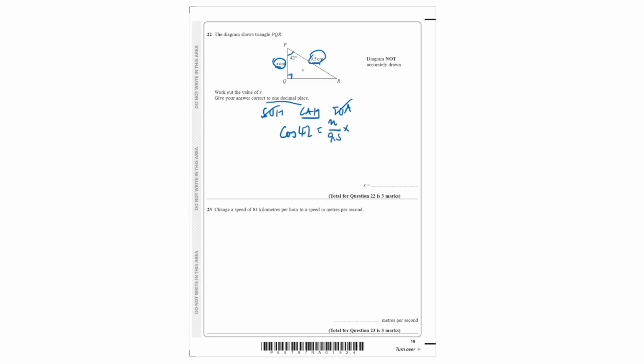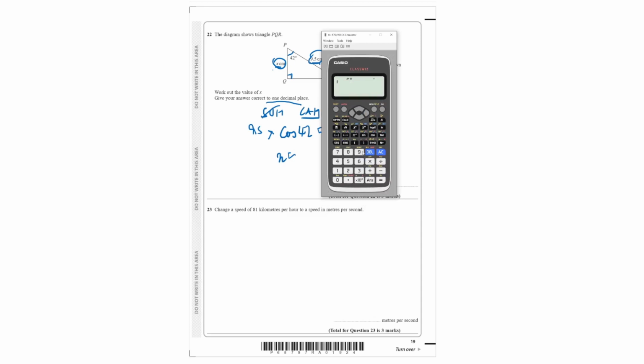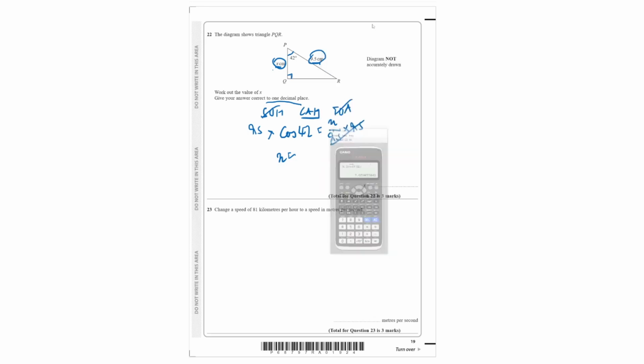We can rearrange this by multiplying by 9.5 on both sides, to remove the denominator, 9.5. And now we can find that x is equal to 9.5 cos 42, and we close the bracket. We get 7.05.